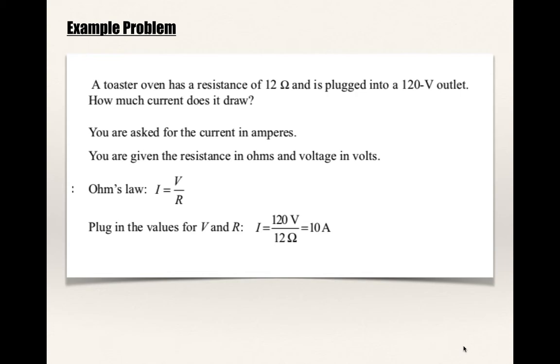Here's an example problem. A toaster oven has a resistance of 12 ohms and is plugged into a 120 volt outlet. How much current does it draw? So current is voltage divided by resistance. I just take 120 volts divided by 12 ohms, and then current, remember, is measured in amps. So the answer would be 10 amps.